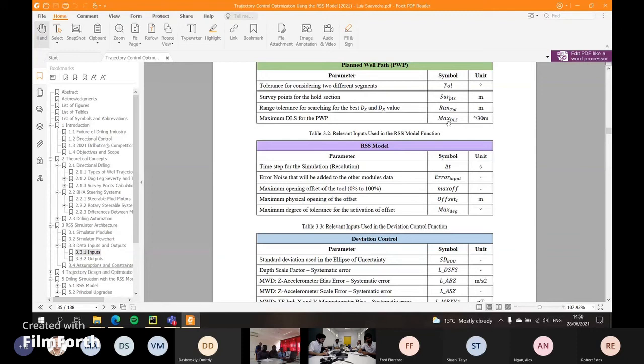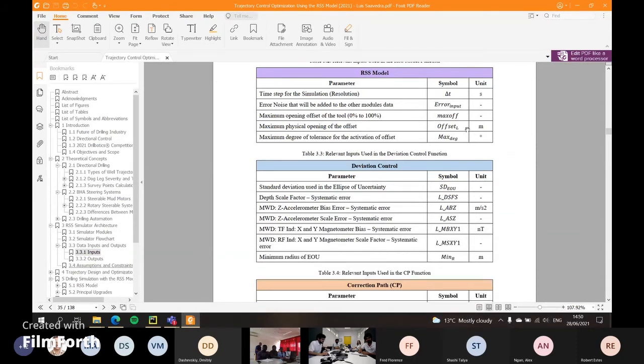Then the maximum dogleg severity, which is also set by the user. Then this is exactly for the RTSA model: we need the sample time or step time. Then we need how much error we want to add to the inputs, the 5 that I mentioned before, to randomize and create this range of error. Then this is related to the BHA itself.